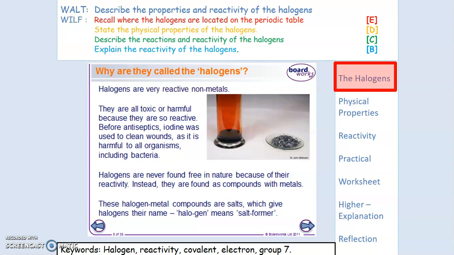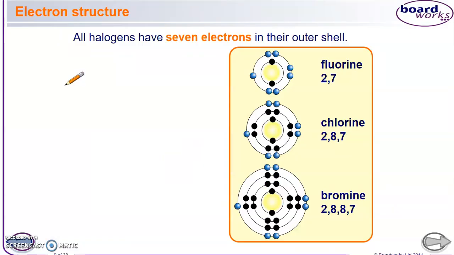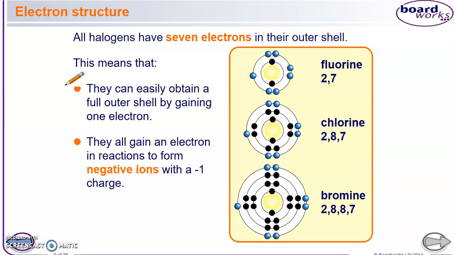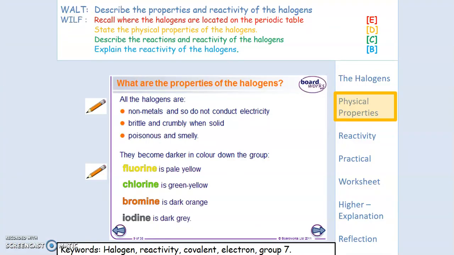Okay, so all the halogens have 7 electrons in their outer shell, hence they are in group 7 of the periodic table. That means they react easily because they only need to gain 1 electron to fill their outer shell. Because they gain 1 electron, they form ions with a negative charge of -1, and they all have similar chemical properties because they all have 7 electrons in their outer shell. Okay, the properties of the halogens you need to be aware of. These are the things in the fact book you need to make sure you're clear on.